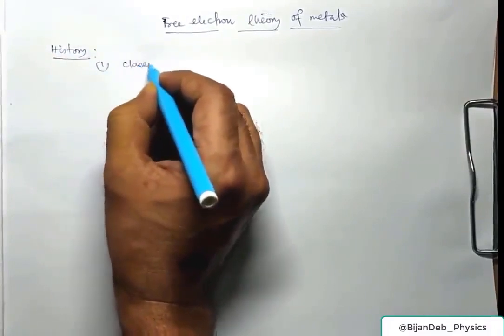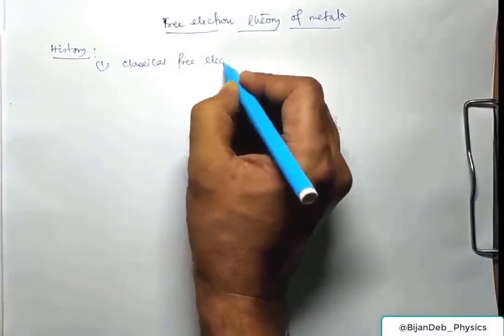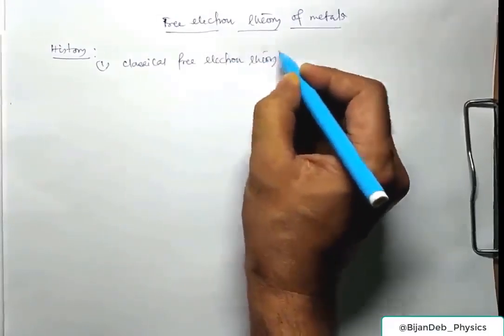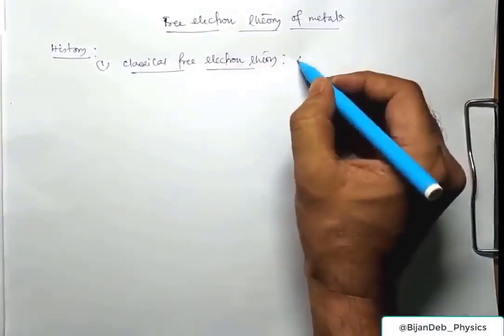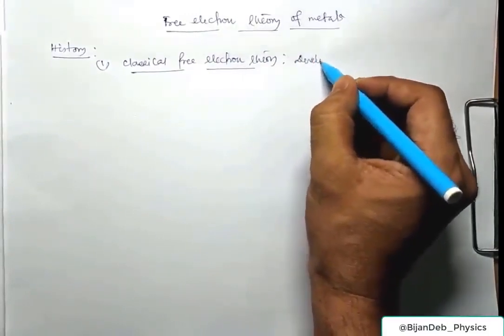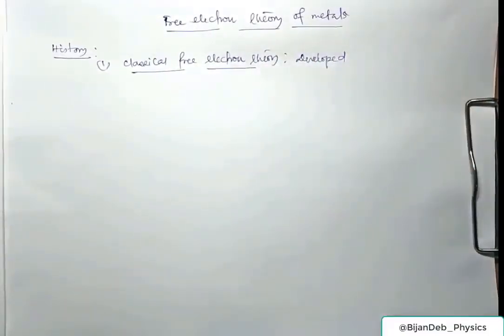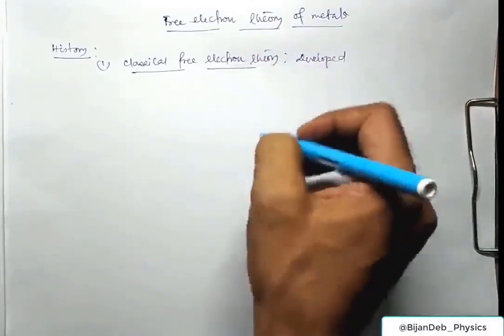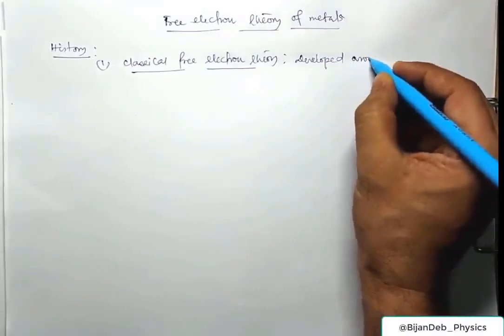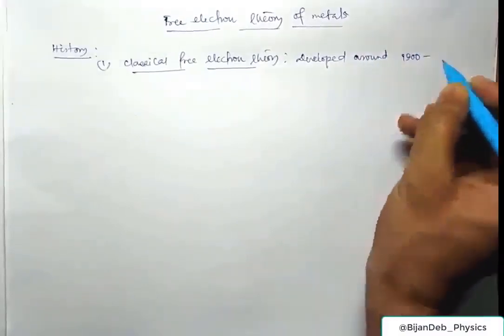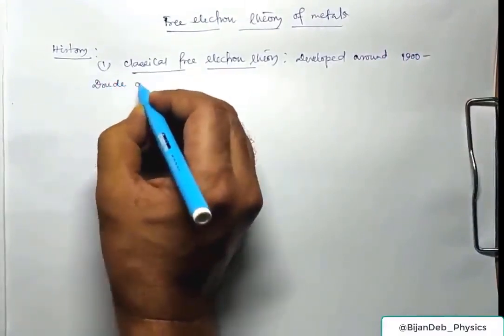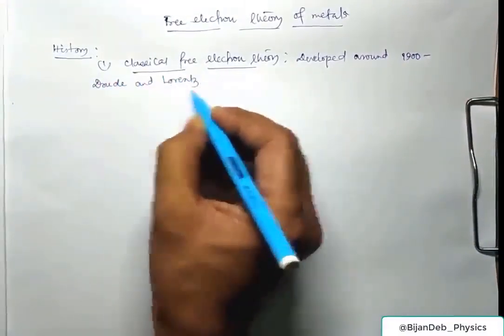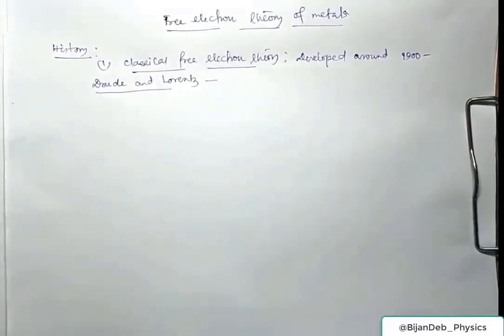First it was the classical free electron theory. So what was the classical free electron theory? It was actually developed in the initial phase. At the starting there was classical theory. On the basis of that classical theory, like Newton's equations and classical phenomena, the electron motion in a metal was described. It was developed around 1900. It is mainly considered to be developed by two scientists, Drude and Lorentz. So we also sometimes call it the Drude and Lorentz theory.